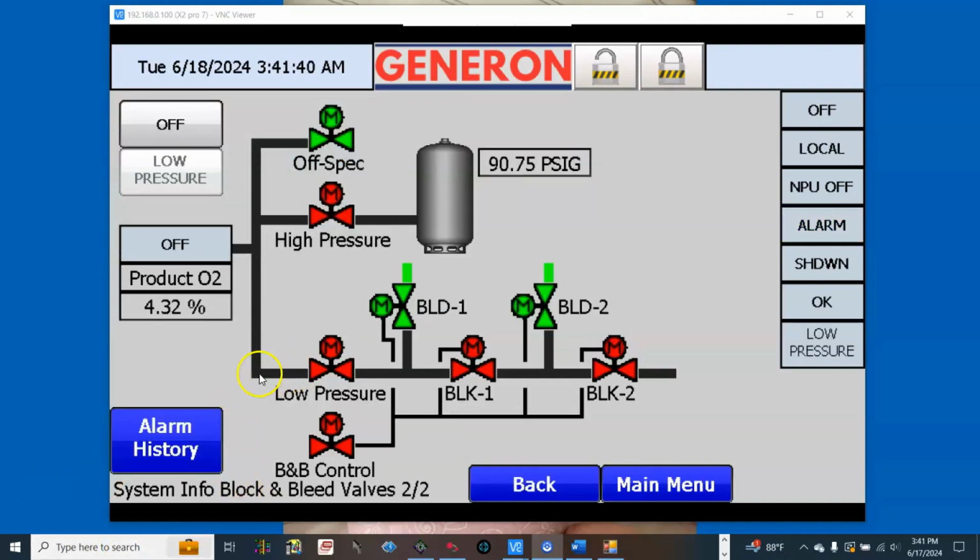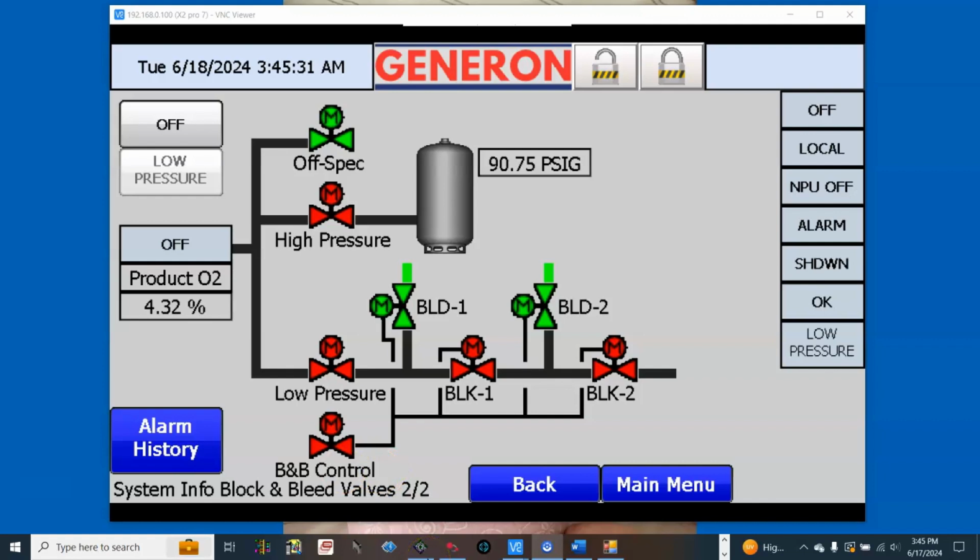At the bottom, we have a low pressure line which is controlled by this valve and the 4 block and bleed valves. There are 2 block valves, block valve 1 and block valve 2, and 2 bleed valves, bleed valve 1 and bleed valve 2. All 4 block and bleed valves are controlled by the B&B control valve here.